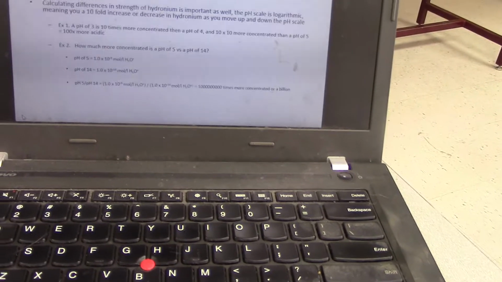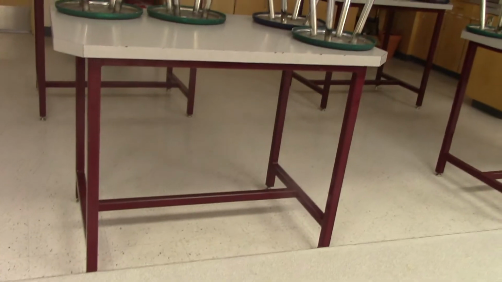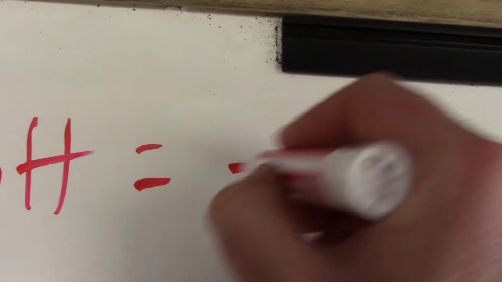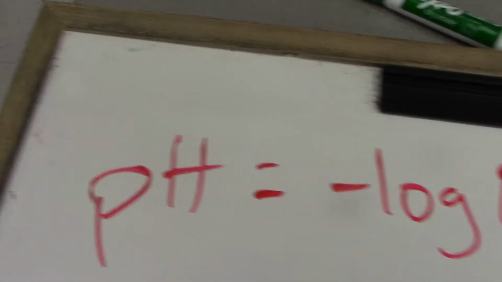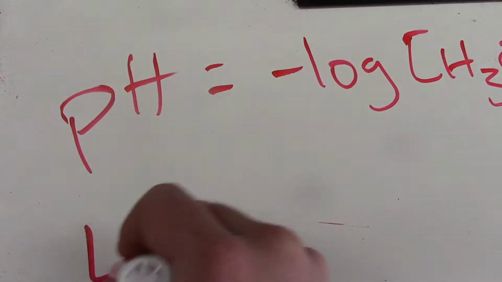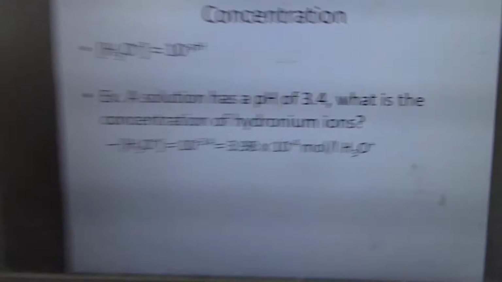Okay, so we can use two different equations to solve for pH and pOH and concentration. If I go back to the slide here, I can solve for the power of hydronium. pH equals the negative log of H3O+, and likewise the concentration of H3O+ equals 10 to the negative pH.